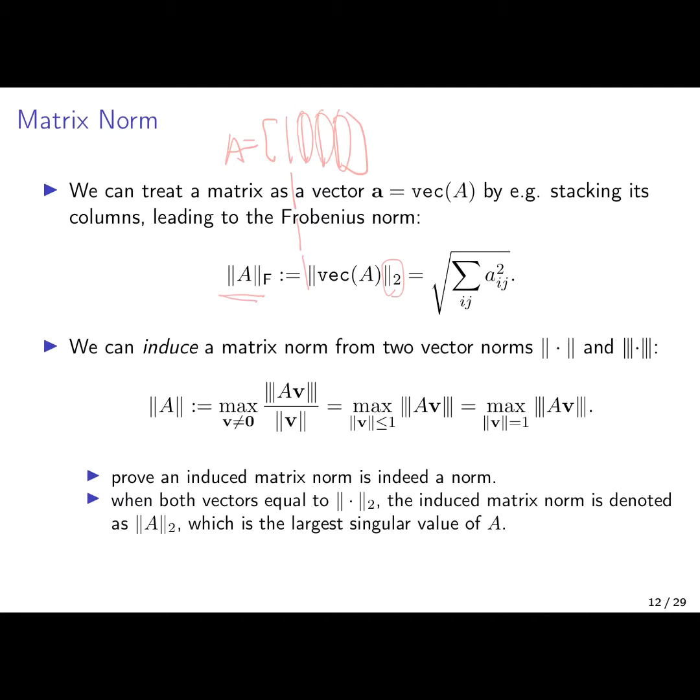Okay. We can also define the so-called induced norm. Here, basically, what you do is you take a vector norm, and then you define the induced matrix norm as the maximum over all non-zero vectors v of the ratio between the norms of two vectors, right? The first one is Av, the second one is just v. Okay, this is a definition. And a very good exercise for you is to show that this induced matrix norm is indeed a norm. So this definition here indeed gives you a norm.